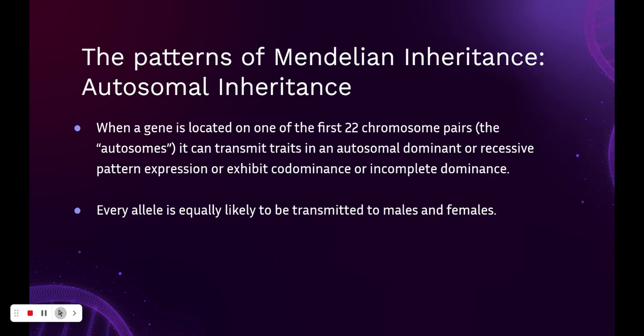All right, so we're going to talk a little bit about autosomal inheritance, and then we're going to take a little break so this video doesn't get too long. There are 22 autosomal pairs, right? The first 22 chromosomes are called autosomes, and they can transmit traits in an autosomal dominant or recessive pattern, or exhibit codominance or incomplete dominance, or one of those. But alleles are likely to be transmitted to males and females equally because the sex chromosomes work a little bit differently.